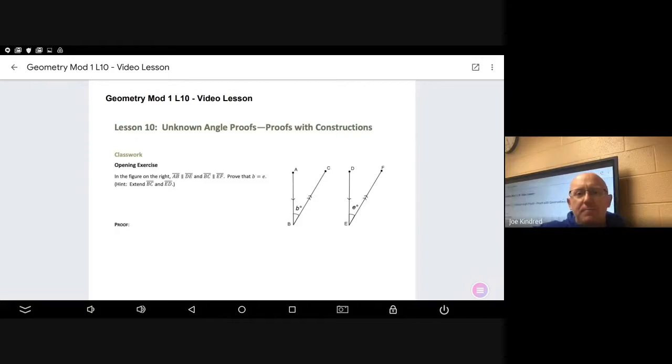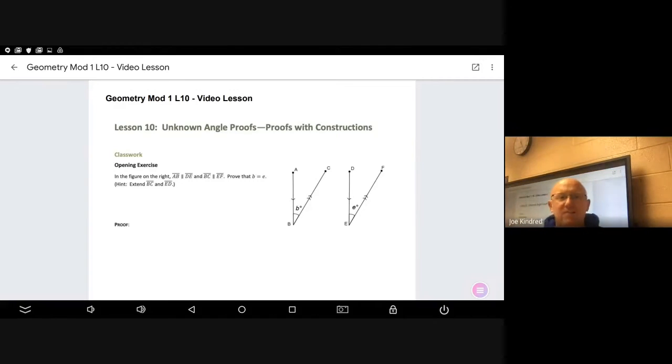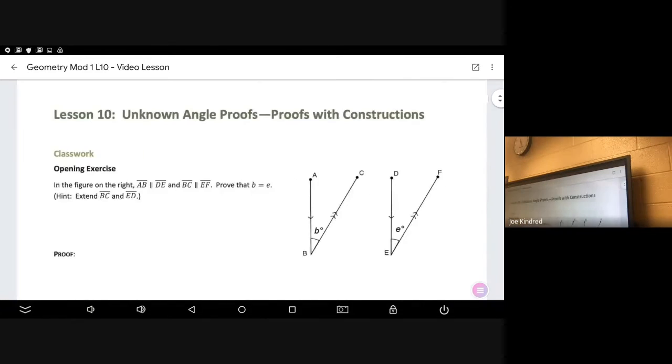Okay, geometry, lesson 10, module 1. Right now we are going to begin lesson 10, and the title of the lesson is Unknown Angle Proofs, and we're going to have to perform these proofs with some constructions that we're going to make. And we're going to start with the classwork opening exercise. And it talks about these two figures over here on the right.